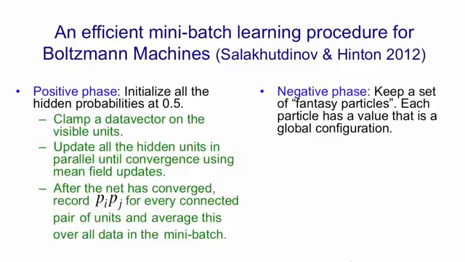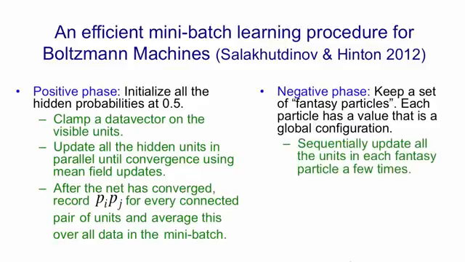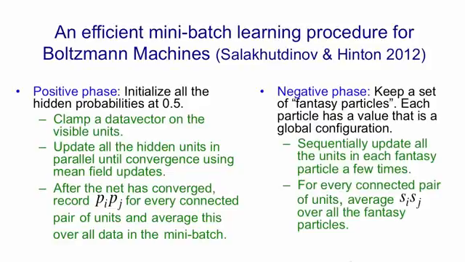In the negative phase, we do what we were doing before. We keep a set of fantasy particles, each of which has a value that's a global configuration, and after each weight update, we sequentially update all the units in each fantasy particle a few times. And then for every connected pair of units, we average s_i s_j, these stochastic binary things, over all fantasy particles. And the difference in those averages is the learning rule. That is, we change the weights by an amount proportional to that difference.